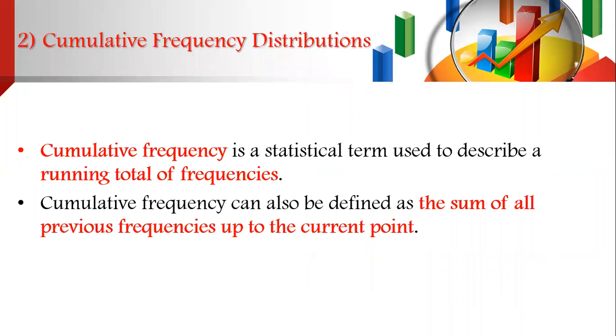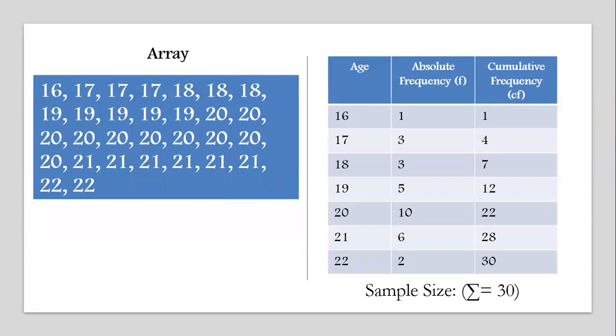Next, we have cumulative frequency distributions. Cumulative frequency is a statistical term used to describe a running total of frequencies. Keep that in mind, running total. Cumulative frequency can also be defined as the sum of all previous frequencies up to the current point. So we are continuing to add to our table. So now we are going to add a column for cumulative frequency distribution.